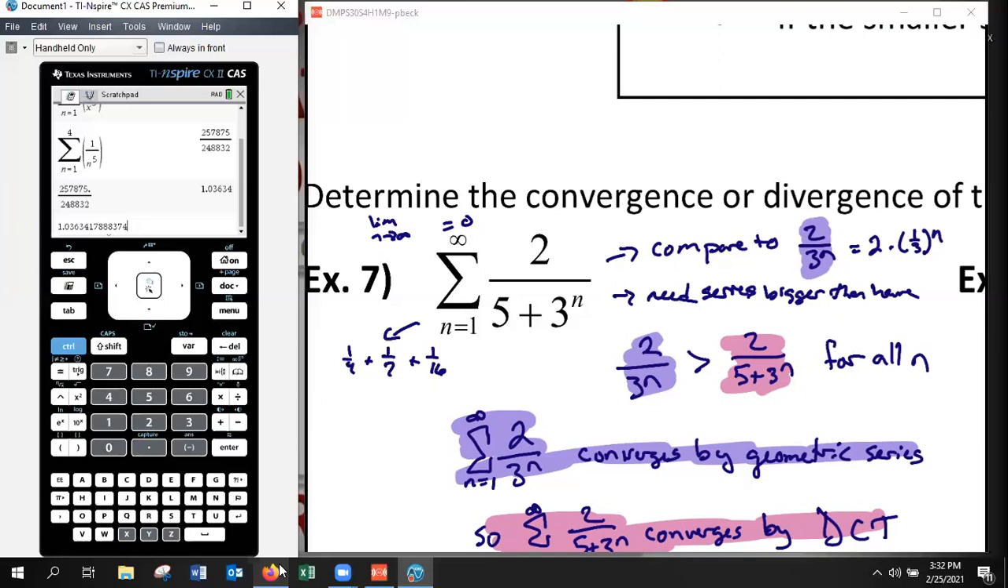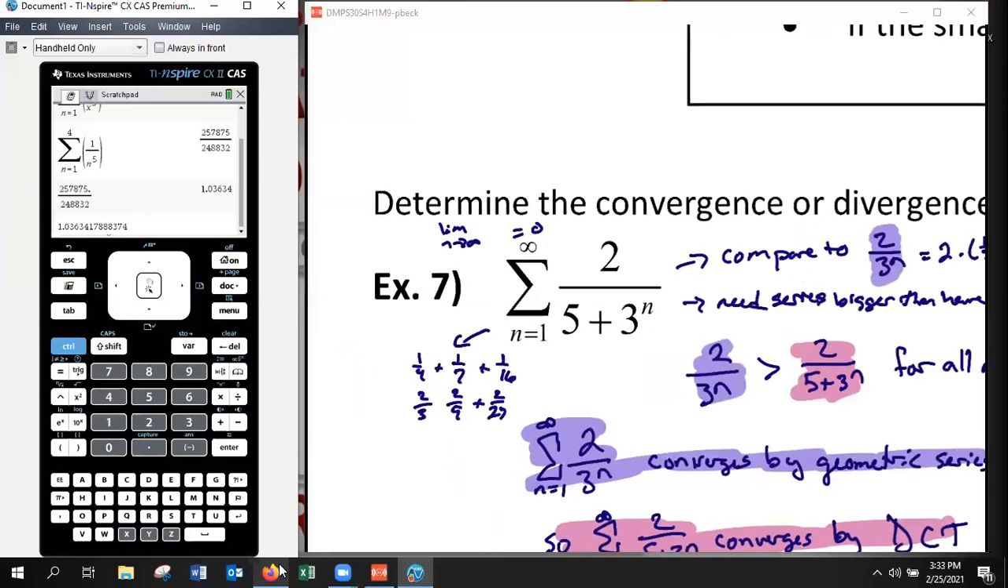If I check 2 over 3 to the n, then 2 over 3 to the first is 2/3. 2 over 3 squared is 2/9. 2 over 3 cubed is 2/27. Can you see that what we're comparing it to is actually greater than the function that we have? So this is what we have. We need a greater one.